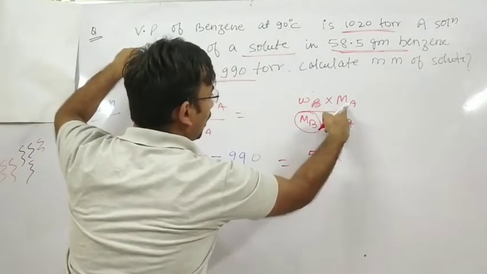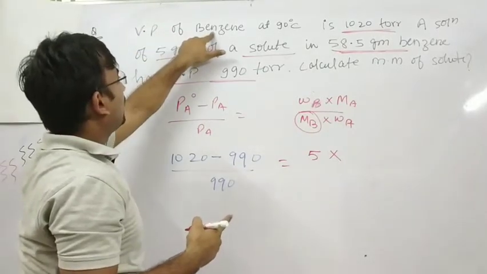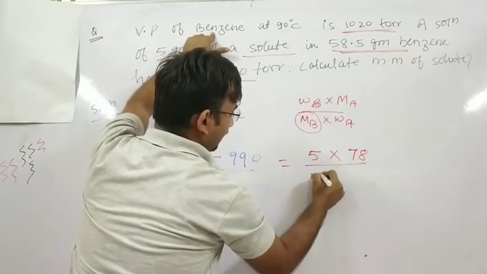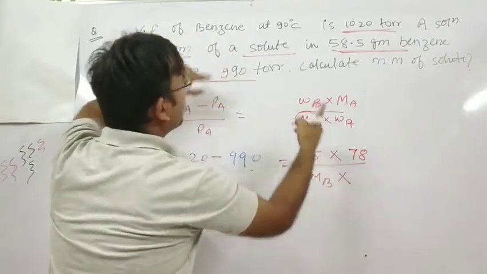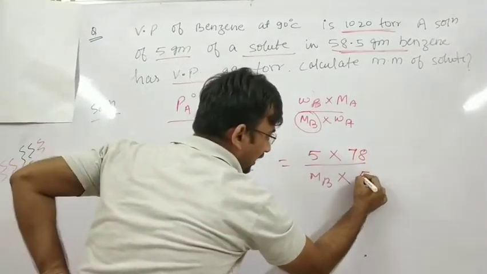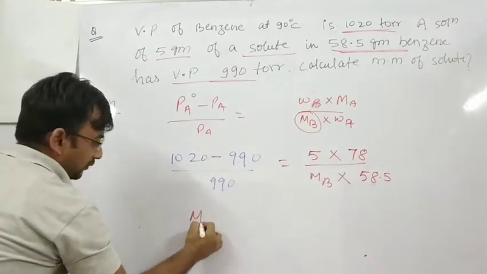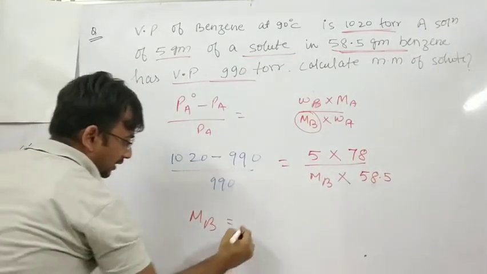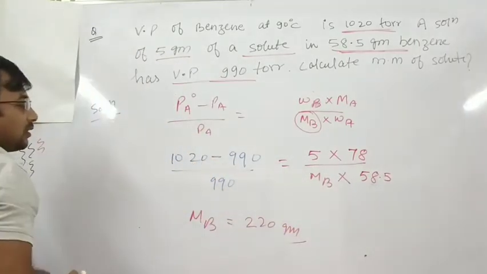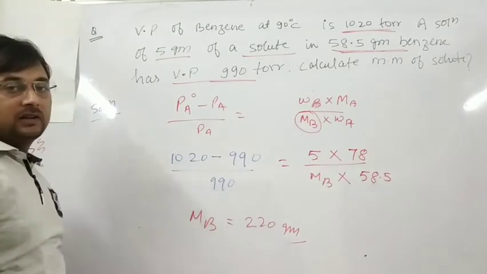5 into molecular mass of A. Molecular mass of A means molecular mass of solvent, that is your benzene. Molecular mass of benzene is 78, divided by MB into weight of A. Weight of A is already given, 58.5. If we solve this, MB value we will get 220. This numerical you can solve. Clear? One more numerical we'll see, that will be the last numerical of the day.